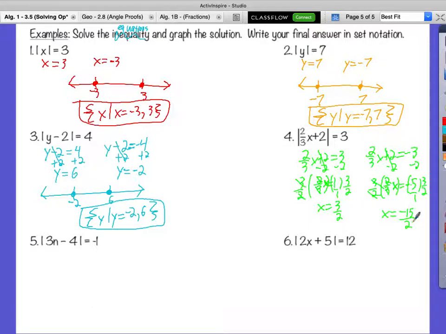Now we're going to do our graph. I'm going to move my graph a little bit over here because I kind of ran out of room. What two numbers am I going to put on my graph? -15 over 2 is going to be on the left. We don't want that fraction to intimidate us. We still write it just the same.